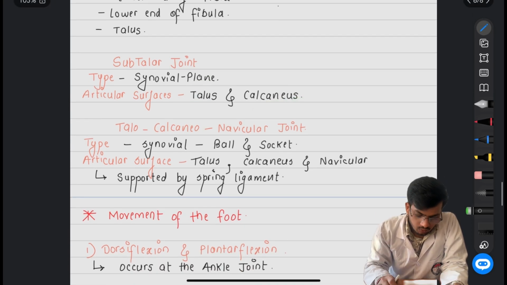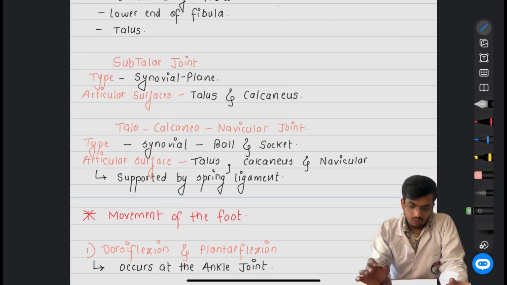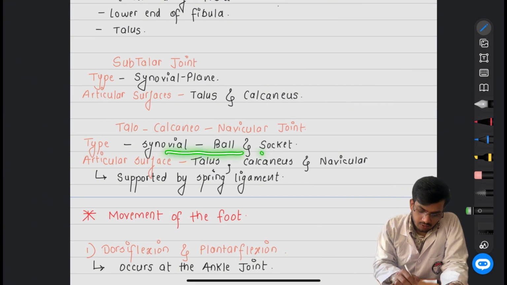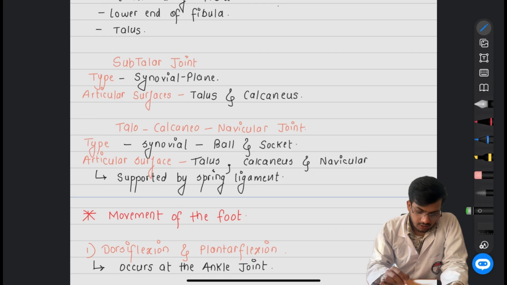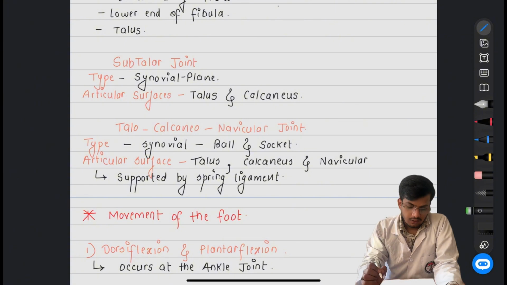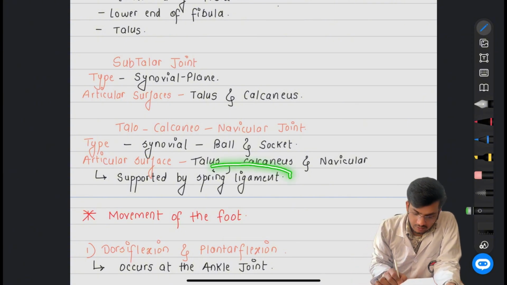Then we have the talocalcaneonavicular joint. It is a synovial ball and socket type joint. It is present between the talus, calcaneus, and navicular bone, and this talocalcaneonavicular joint is supported by the spring ligament.